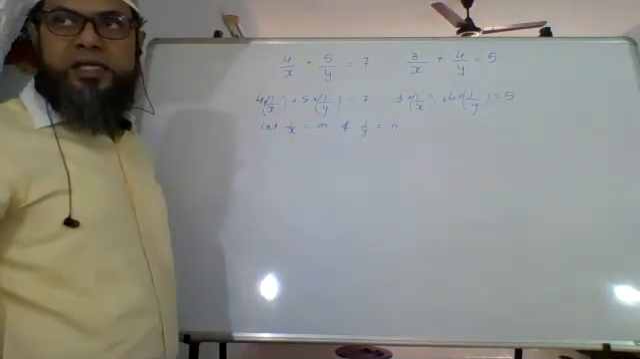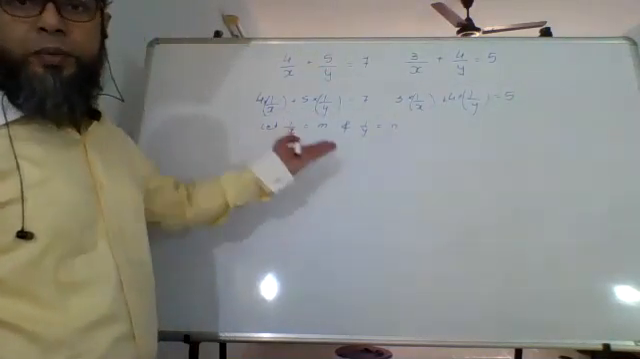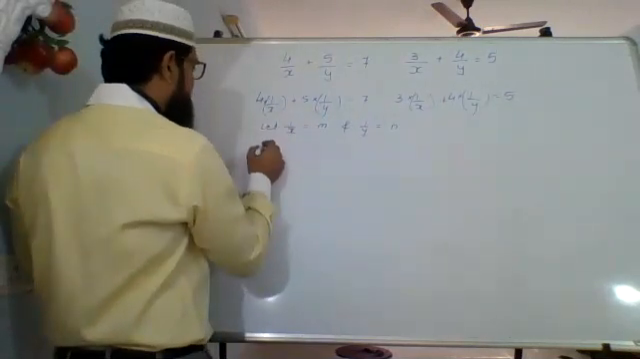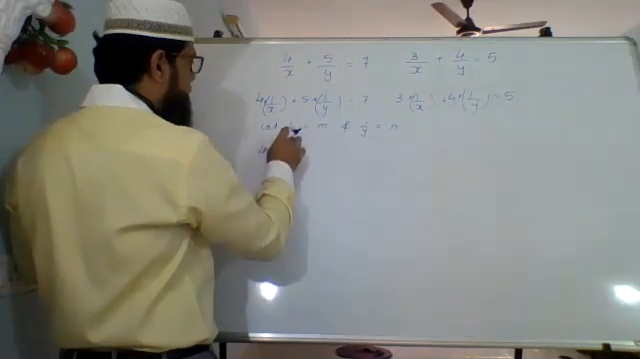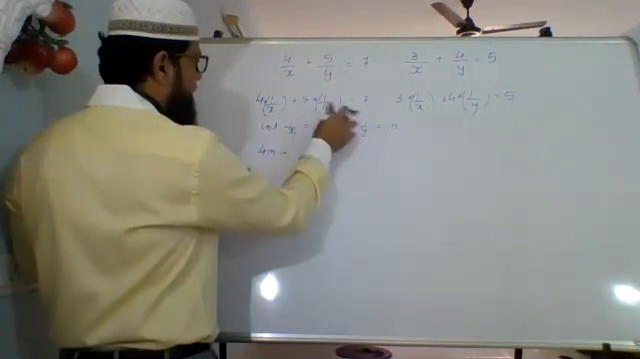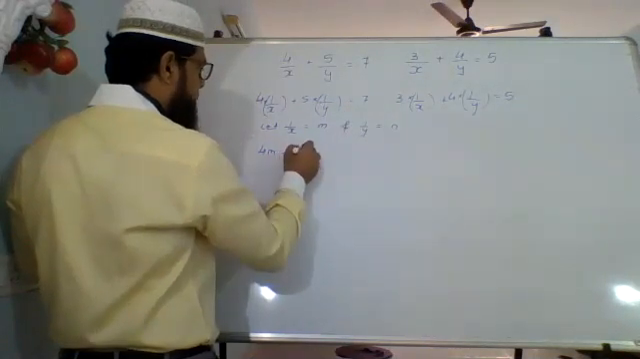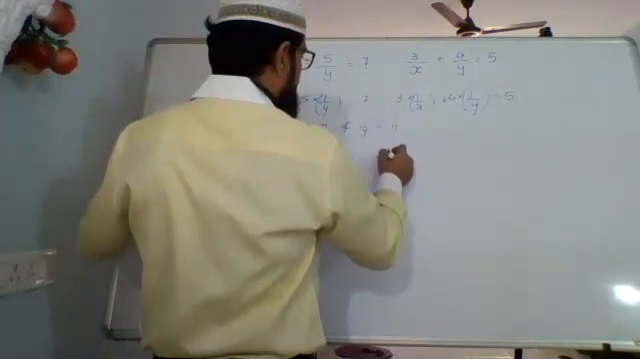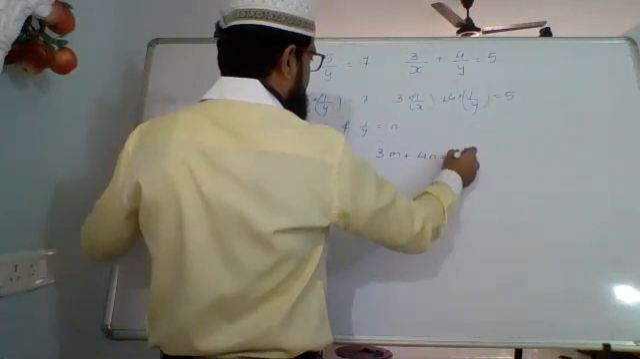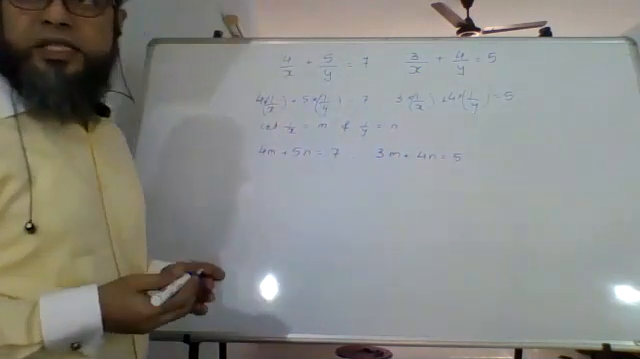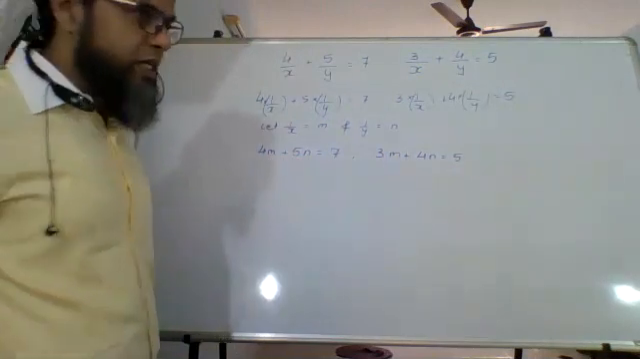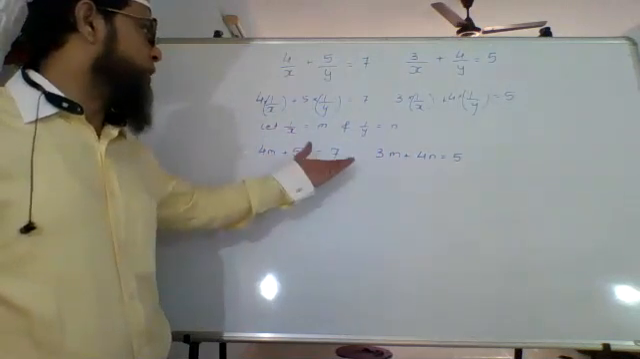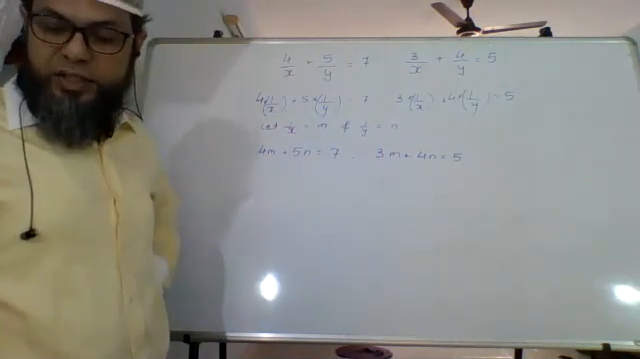Let 1 upon x equal m. You can take a and b, you can take any other letters; the alphabets don't matter. I have taken m and n. So now this will become 4m, because in place of 1 upon x I'm writing m, plus 5 in place of 1 upon y, n, equals 7. And this will become 3m plus 4n equals 5. Now these two you can see are linear equations in two variables, and we can solve them using the regular methods.